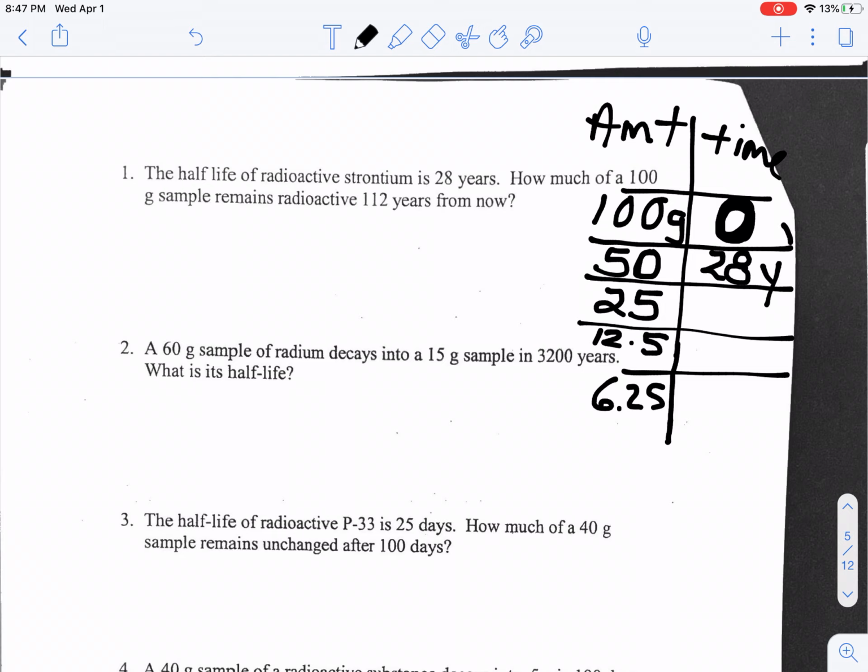So from 0 to 28, another 28 years goes by, so 28 and 28 would be 56. Another 28 years go by, that would be 84. And another 28 years go by, brings you up to 112. So in 112 years, I would still have 6.25 grams left. And if you set up these charts every time you have a half-life problem, you'll never have the wrong answer.